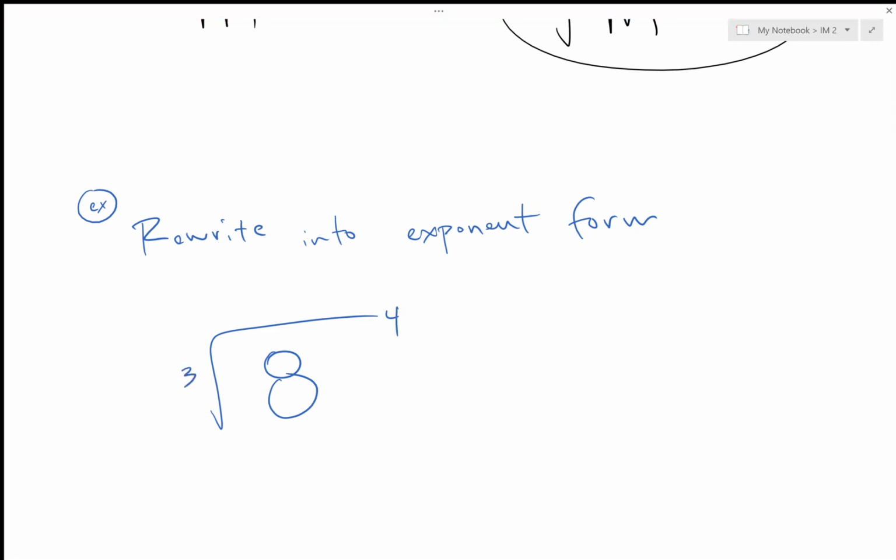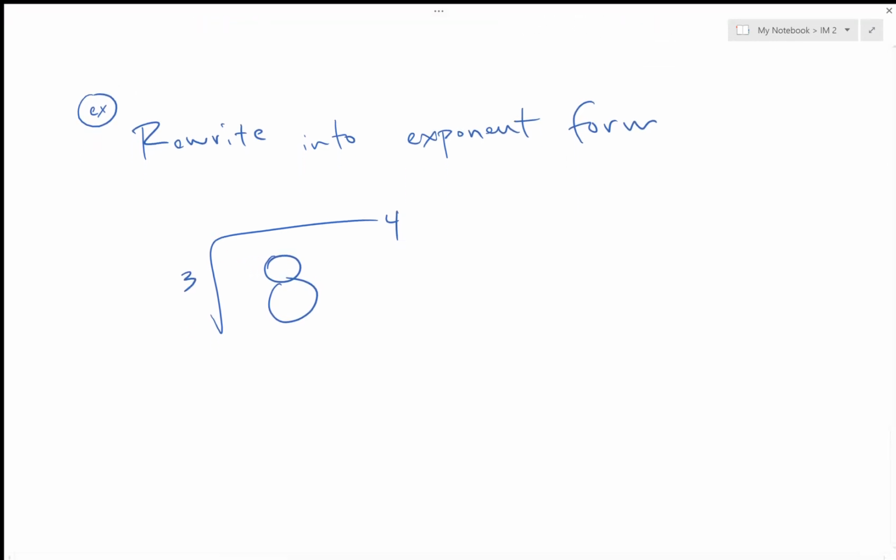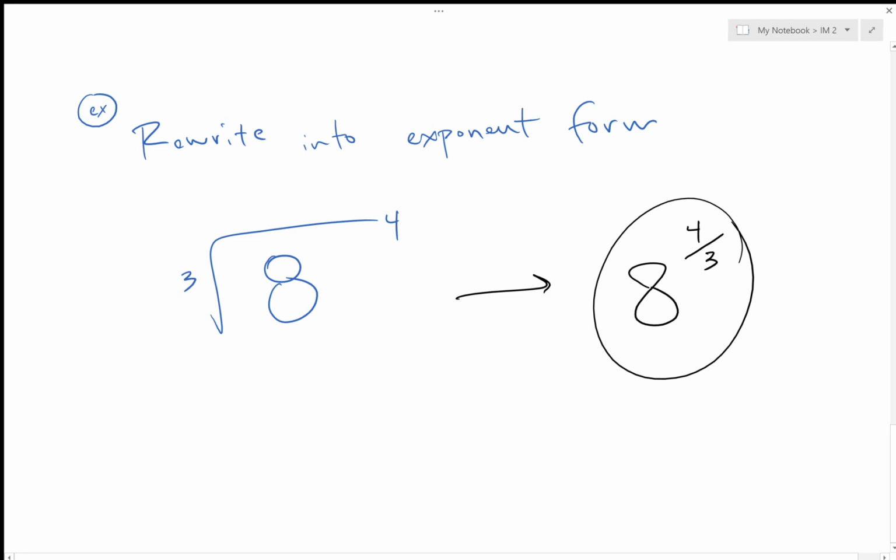All right, that is radical form. We see the radical symbol. So we want to rewrite this as an exponent. The number inside is the base, so 8. And we're going to rewrite the exponent as a fraction. The number that stays where it is and stays on top would be the 4. The number that moves to the bottom is a 3. And you've rewritten it. There's your answer.